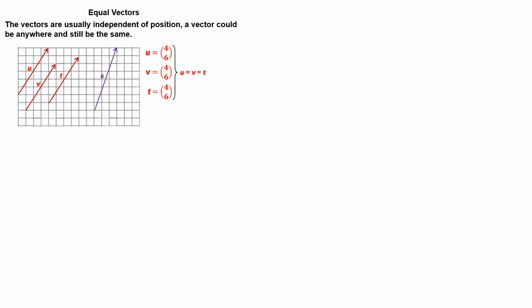A negative vector has the same magnitude, but the opposite direction. Vector minus a is the same as traveling backwards down the vector a.